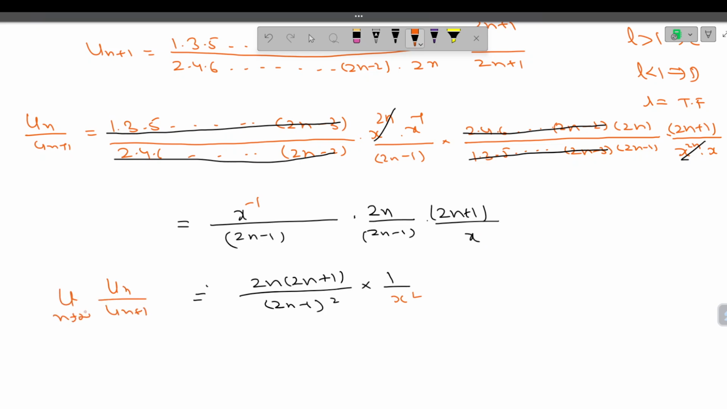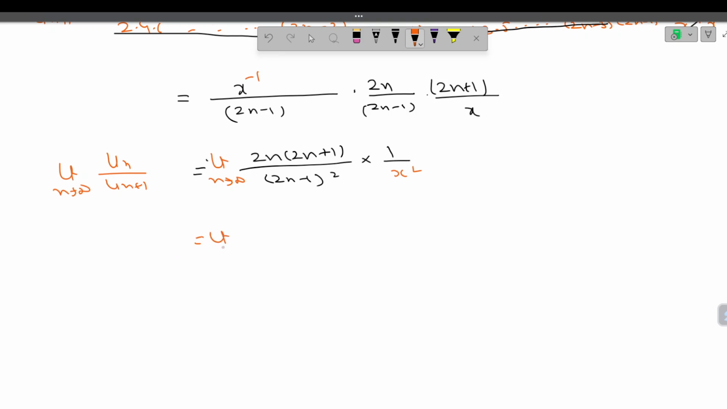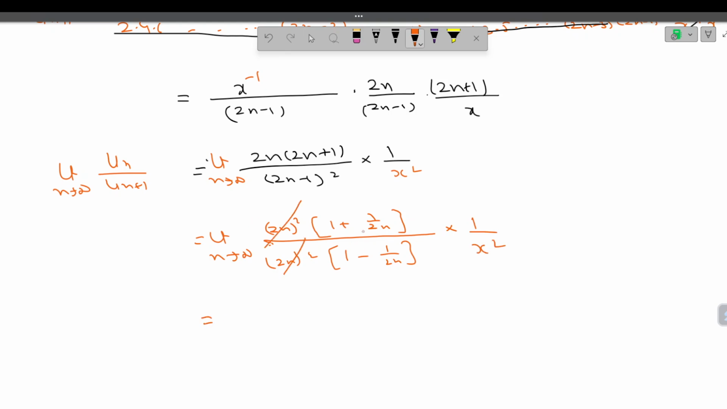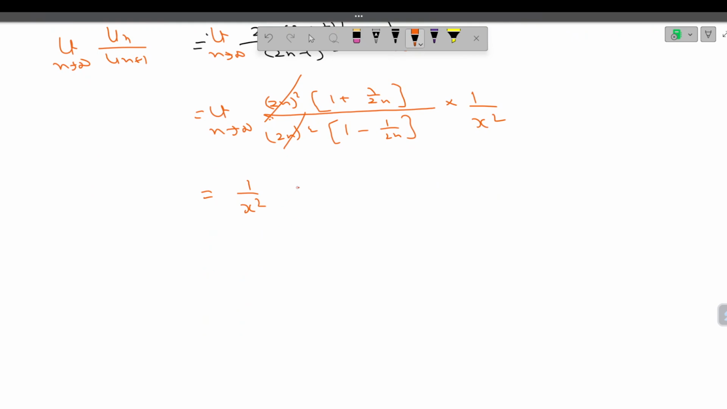Now un by un plus 1, applied the limit. Limit n tends to infinity, un by un plus 1. What we are doing is taking 2n square common. Here we are left with 1 plus 1 by 2n, and in the denominator, if you take 2n square common, you are left with 1 minus 1 by 2n. Don't forget, 1 by x square is already there. So gone, gone. As n tends to infinity, 1 by n tends to 0. Everything is gone. We are left with 1 by x square. So 1 by x square greater than 1 means convergent. 1 by x square less than 1 means divergent.